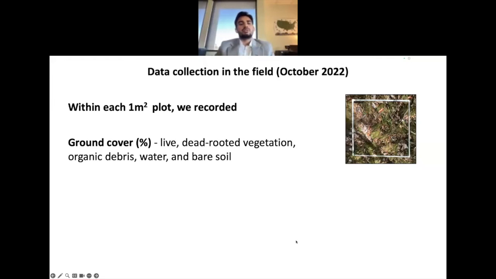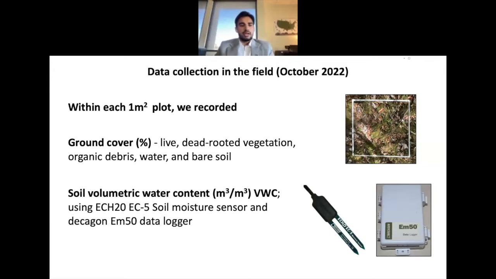And next we recorded the ground cover percentage, which included live vegetation, dead rooted vegetation, organic debris, water, and bare soil. And then within each 1 meter square plot, we measured soil moisture using a soil moisture sensor and data logger.